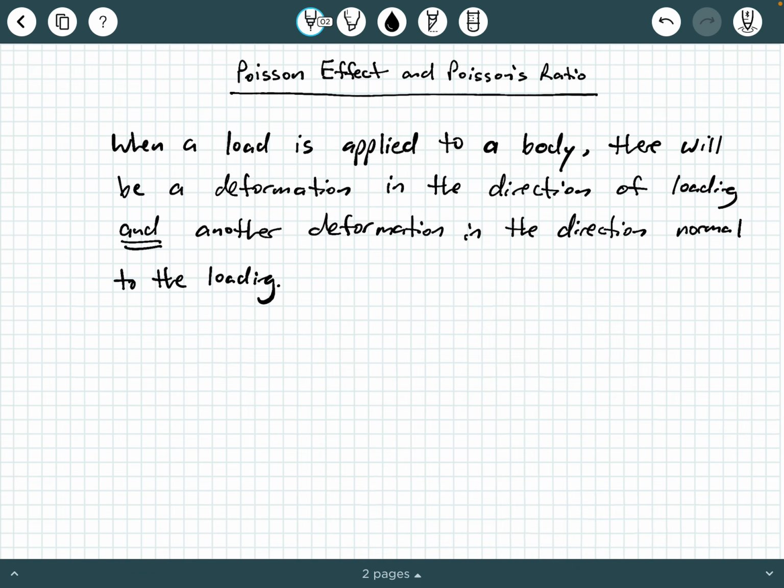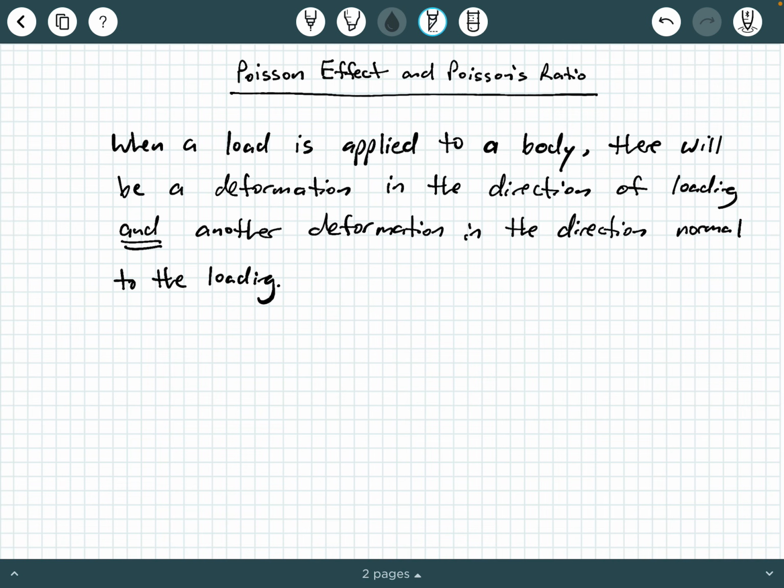Basically, what the Poisson effect tells us in mechanics of materials and material science is that whenever you have a load applied to a body, there will be a deformation in the direction of loading, and simultaneously there will be another deformation in the direction normal to the loading. And when we say normal in engineering, we mean perpendicular. So maybe pause the video and write this down in a notebook to lock it in.